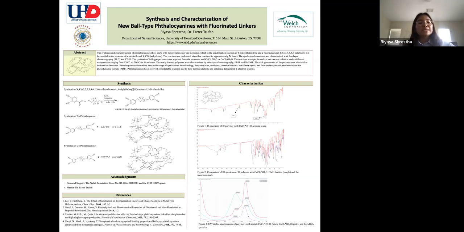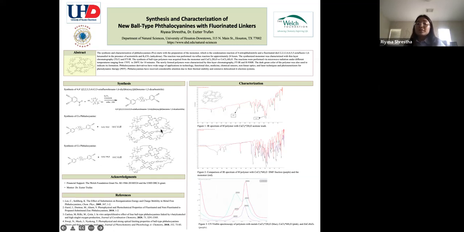And under synthesis, we can see the first reaction is for the making of the monomer, using an octafluoro compound and 4-nitrophthalonitrile in a reflux condensation reaction for about 24 hours to get the monomer. The second step was to use the monomer and a type of metal to get the ball-type phthalocyanine. We can see in this reaction there is the use of monomer and copper chloride in a microwave reactor to make the ball-type phthalocyanine. And the third reaction was the use of monomer and cobalt chloride to make the ball-type phthalocyanine.